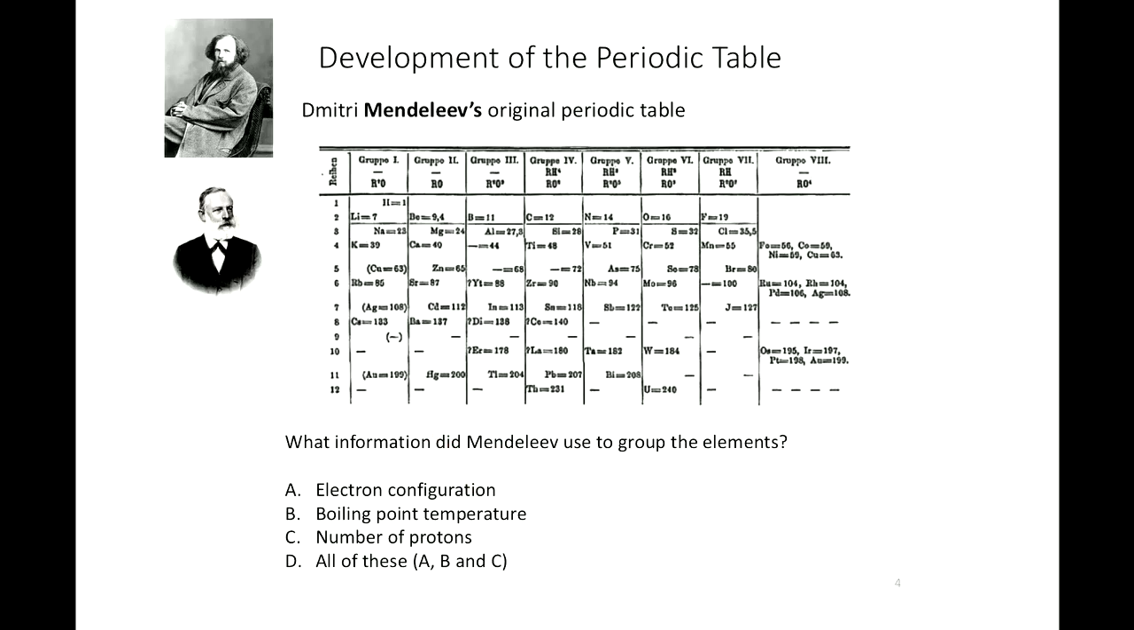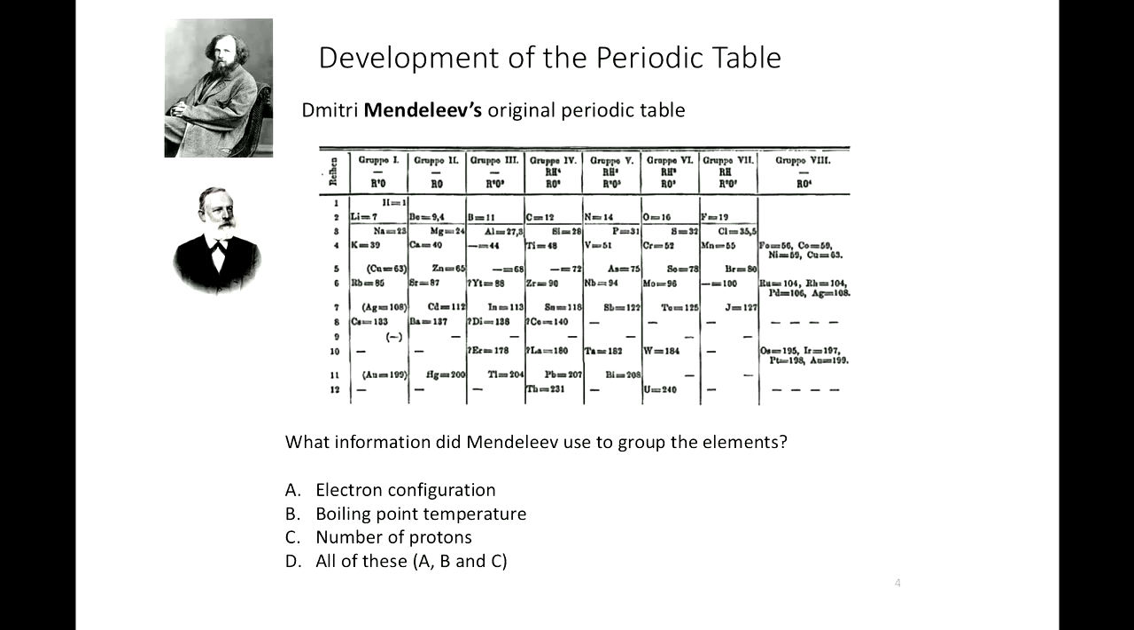So how did Mendeleev come up with the groups of these elements? Did he just inspect their electron configuration? Did he just look at their boiling point temperatures? Did he count the number of protons? Or did he use all three of them? What information did Mendeleev use back in the 1800s? Which one? All of them? Did he use all of them? No, yeah, what's the problem with all of them?